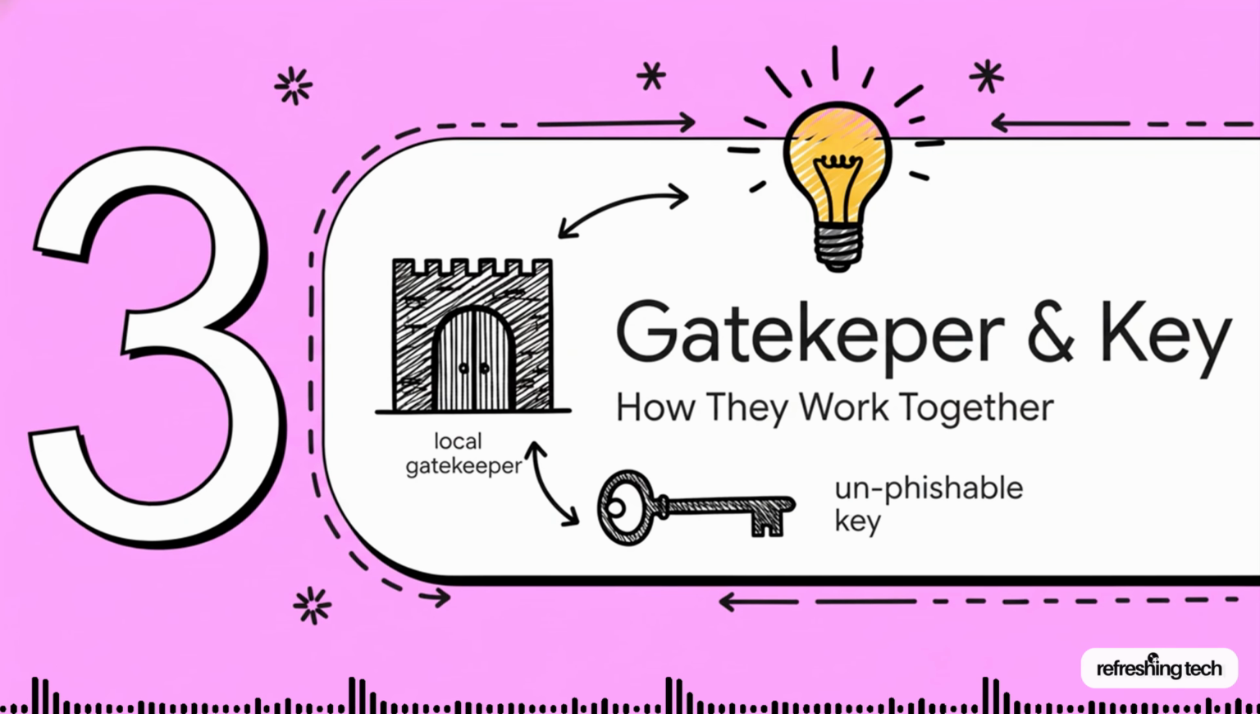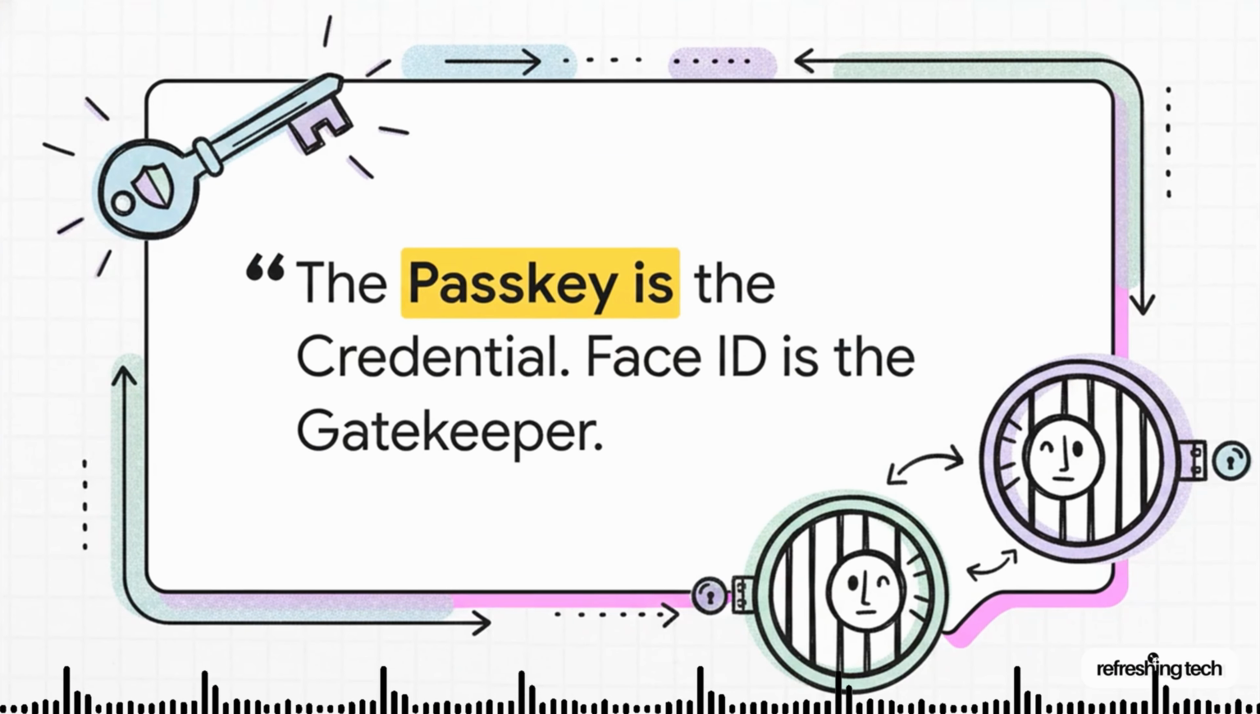Okay, so we've got the local gatekeeper, Face ID, and we've got the unphishable key, the passkey. So how do these two amazing technologies actually work together? This is the aha moment. This one sentence explains the relationship perfectly. I mean, it's just that simple. The passkey is the thing that proves you're you to the outside world. Face ID is the gatekeeper that unlocks that thing, but only for you.